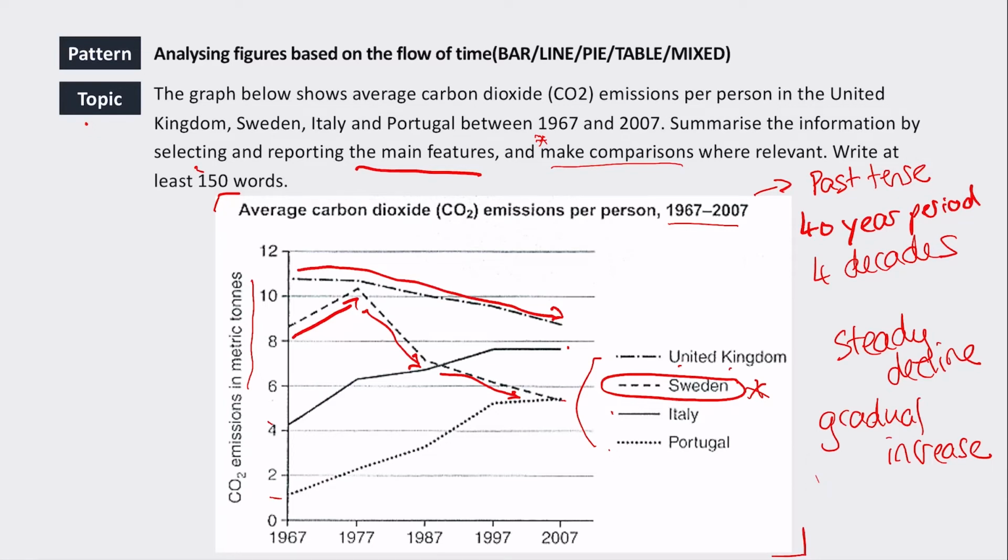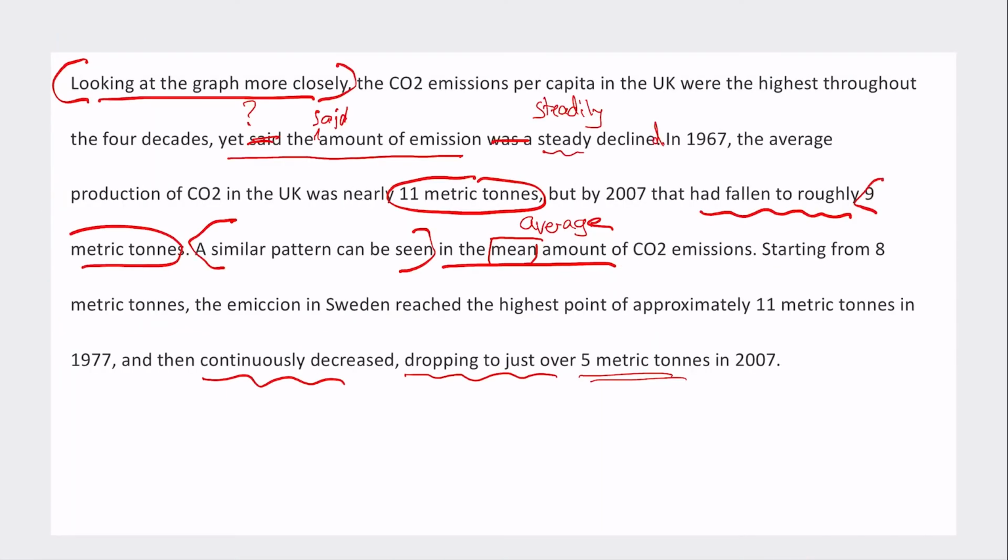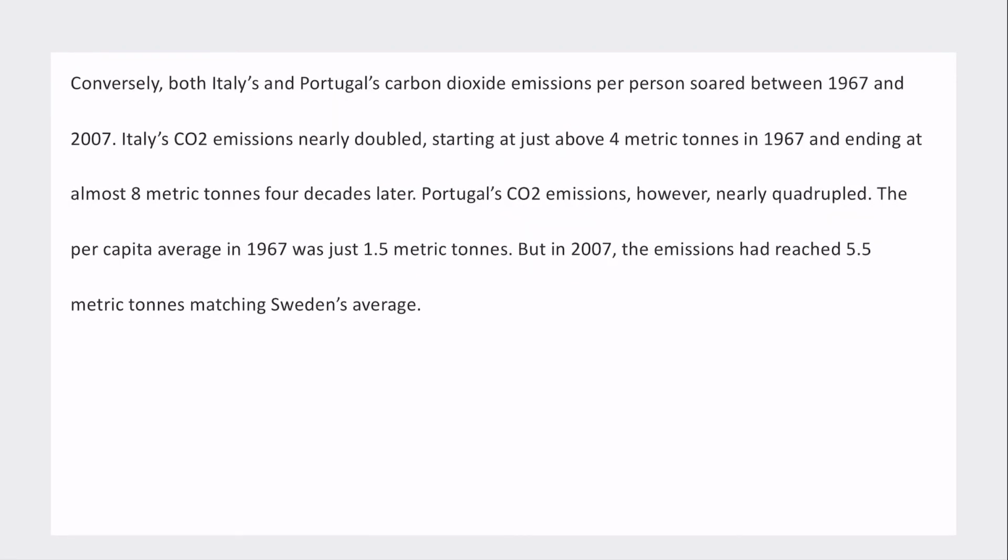By 1977, it decreased to just under 11 million. By 1987, it was 10 million. So some students think that you just have to list every single number, but you don't. You just have to pick out the most important ones, and that's what this candidate has done. So that was quite nice. Let's look at the next paragraph.